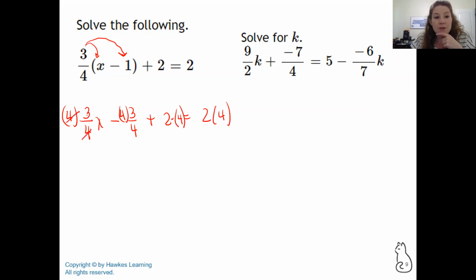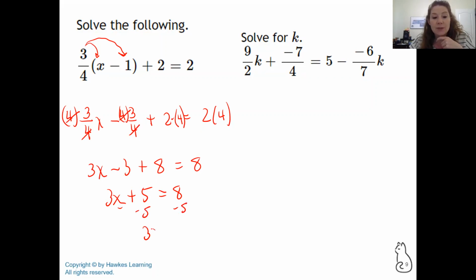So these cancel and I get 3x. These cancel and I get -3. And then I get 4 times 2 is 8 equals 8. So I'm going to combine like terms. So I get 3x plus 5 equals 8. So I'm going to solve for x. So I'm going to subtract 5 from both sides. So I get 3x equals 3, divided by 3, divided by 3, x equals 1. Well, that wasn't bad, was it?